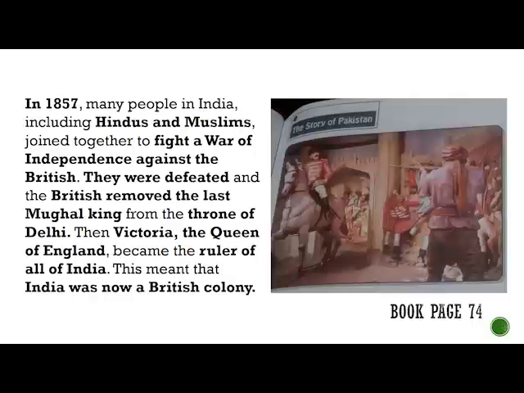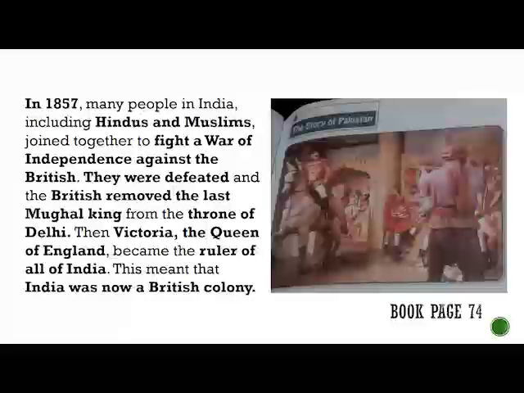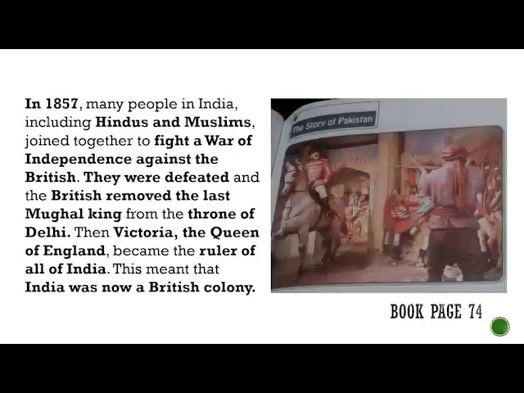So in this way Hindus joined the Britishers in that war. Leaving the Muslims, they joined the Britishers in that war, and so the Muslims were defeated and the British removed the last Mughal king from the throne of Delhi. The one who ruled Delhi at that time ruled the whole subcontinent. So when they removed the Muslim ruler from Delhi, they started ruling over the whole subcontinent.